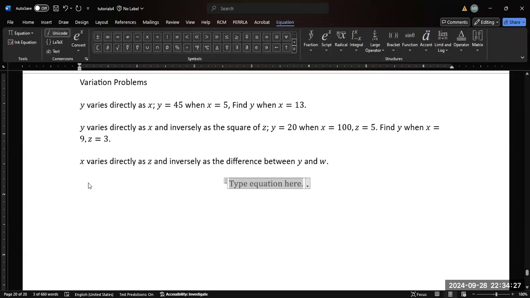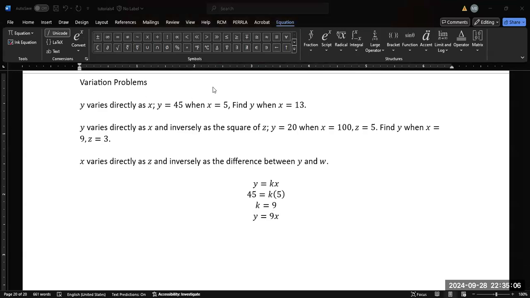So in our first example, this is the simplest possible scenario. Y varies directly as x. So y is some scaling multiple times x. Now, we know in this particular example that when y is 45, x is 5. So that's going to mean that we can solve for that scaling factor, the constant of variation. 45 divided by 5 is 9. And so our equation of the direct variation is going to be y equals 9x.